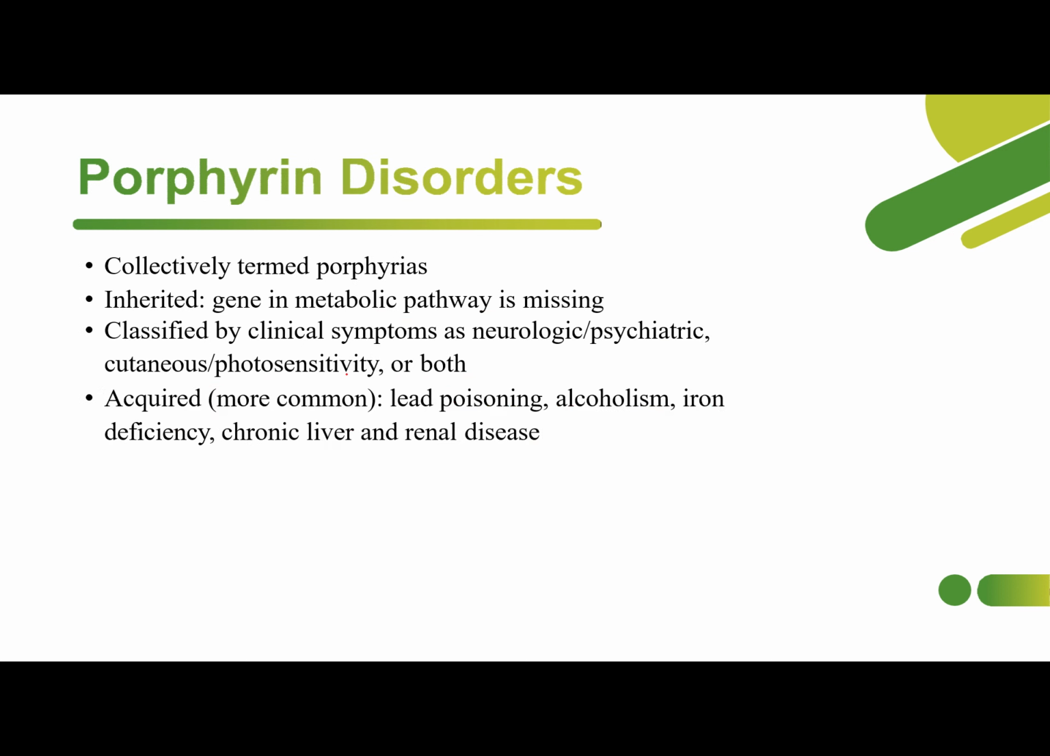Collectively, the term Porphyrias, class, they are inherited. Gene and metabolic pathway is missing. Classified by clinical symptoms as neurologic or psychiatric, cutaneous or photosensitivity, or both. So most of the time, class, when you have porphyria, the most common and the most not severe is photosensitivity. You are very sensitive to light, class. But in some advanced cases, porphyria could manifest as a neurologic or psychiatric disease.